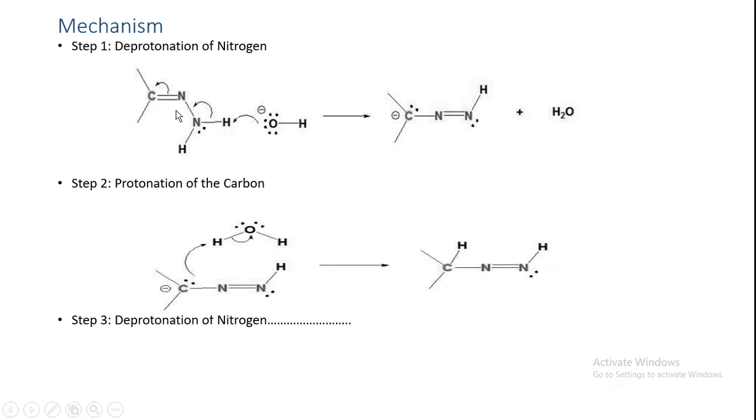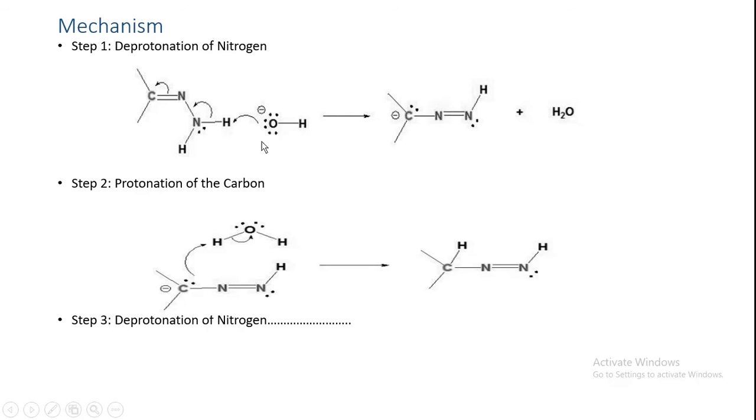OH from KOH, that is from the base OH, deprotonation will take place. That means this H will come out with OH as H2O, and this bond will shift to this nitrogen bond. So here you see N, then again this, as a result this C double bond will break and the carbon will acquire a negative charge.